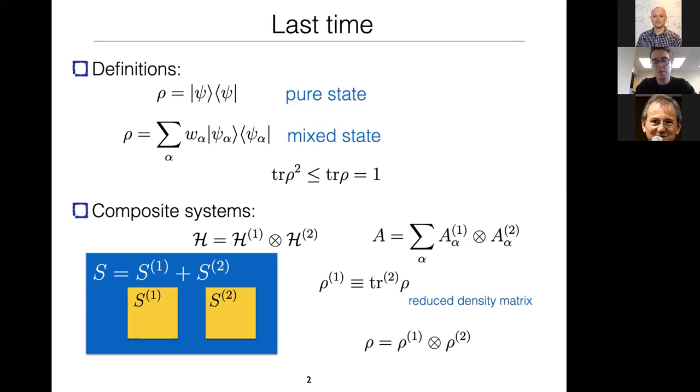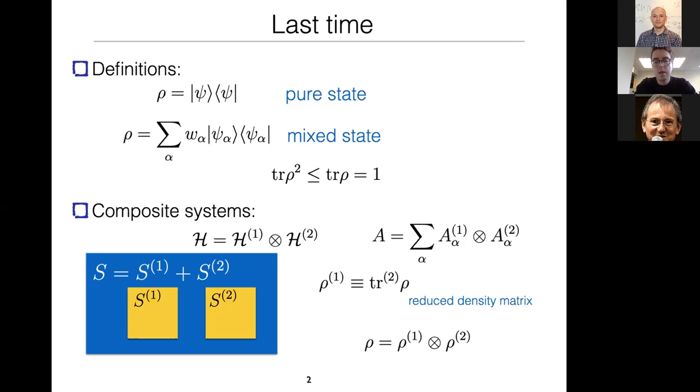Okay, so towards the end of last week's lecture, I also talked about composite systems. Composite systems are quantum systems whose state space has the following tensor product structure: H1 tensor product H2. Any operator or observable acting on the combined Hilbert space H can in general be written as a linear combination of tensor products of operators defined on each of the respective subsystems, as given on the right side of the slide.